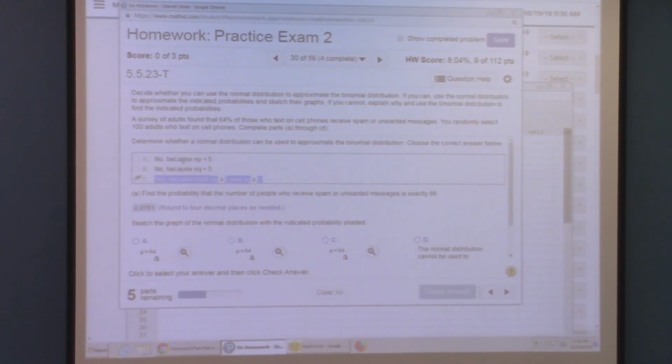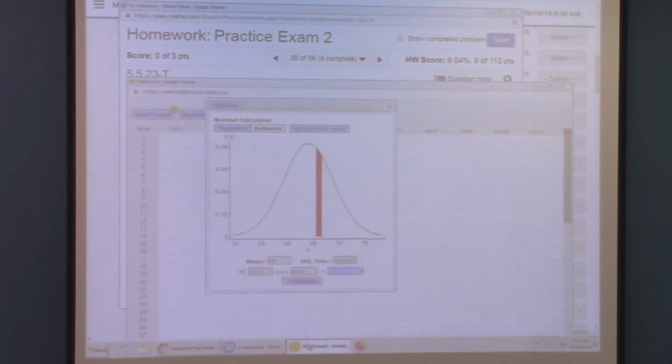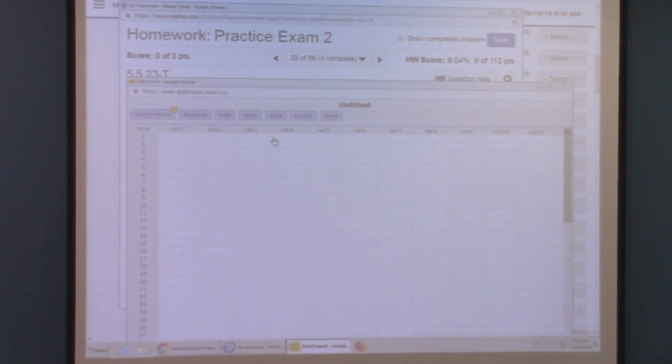If either NP is less than 5 or NQ is less than 5, this fails, right? Then you cannot use normal approximation. You have to use binomial. Then how do you use binomial? Well, it's also in there. Stat calculators, binomial, right there. See that?